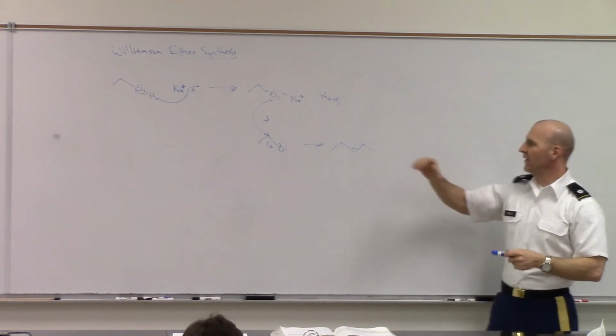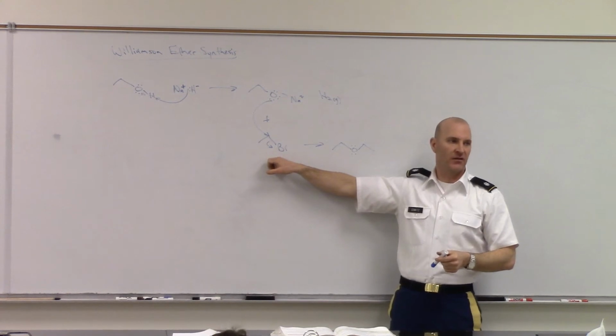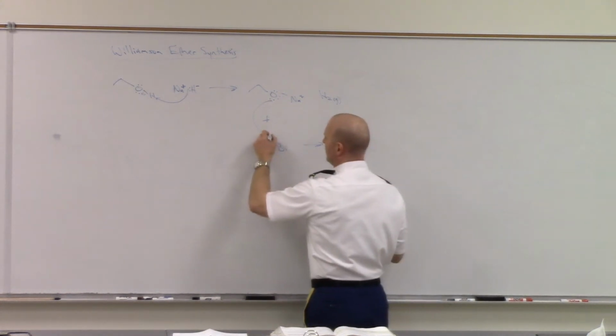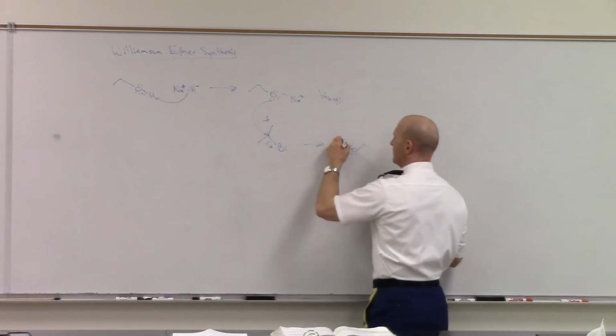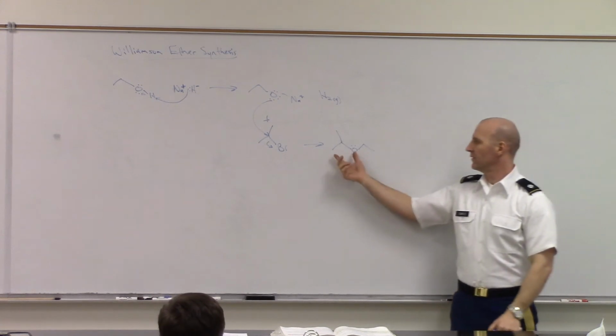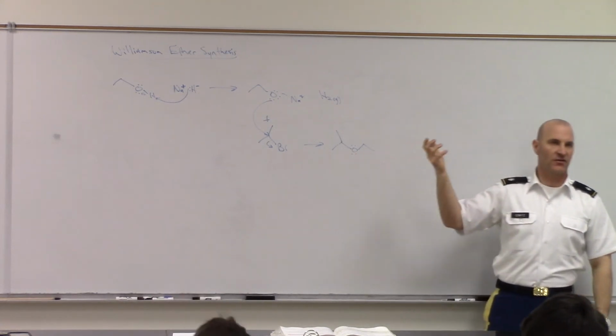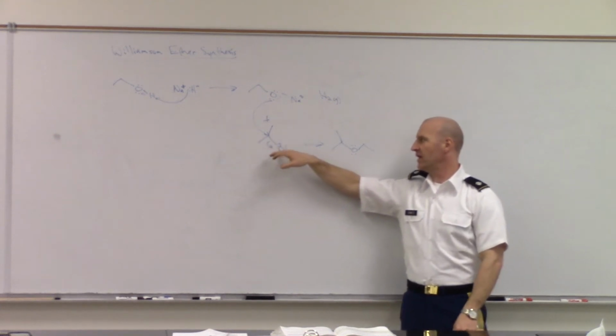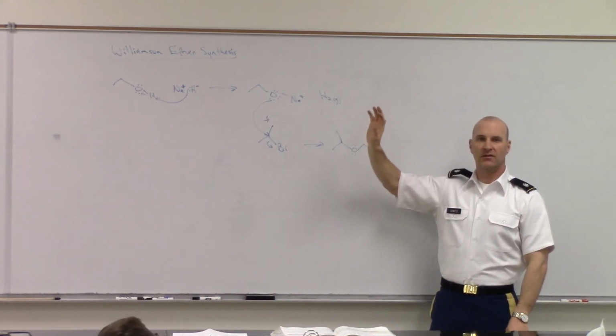The good thing is this doesn't have to be the same ether or the same alkyl group. Just for illustration purposes, let me put an extra wing on there, so there's an extra methyl group there. Now we can make an unsymmetrical ether if we want, as long as we have some sort of alkyl halide or alkyl leaving group.